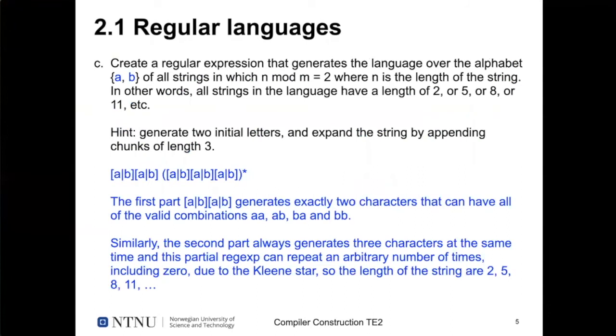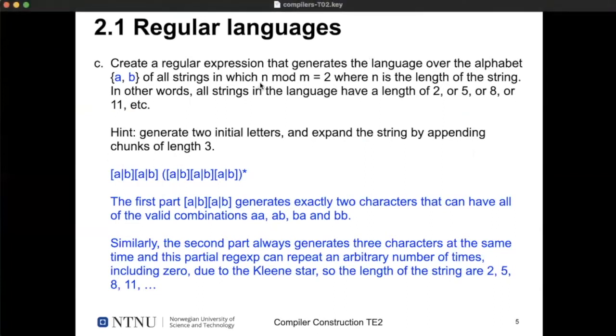And the other question about regular expressions was, again, to create a regular expression over the alphabet A and B. And here the task was to create strings of a certain length. This length was indicated such that the length of the string should be n mod m equals 2, with n the length of the string and m should be 3, obviously. So in other words, strings in the language should have a length of 2 or 5 or 8 or 11 and so on.